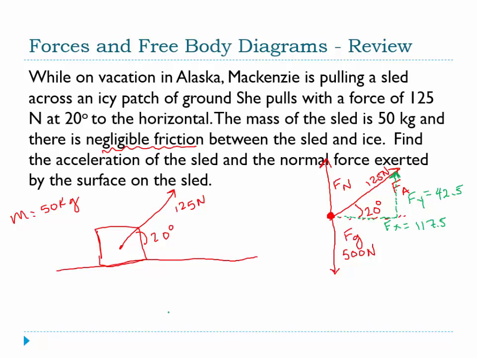I always tell my students to redraw your free body diagram after you split up your forces. You've got 500, you've got 117.5, you've got 42.5, and then you also have the normal force there. Sorry, that ended up crooked. Some students will look at this picture and automatically say that the normal force is 500, but it's not. It would actually be 500 minus 42.5. So the difference between those two gives me a normal force of 457.5 newtons.